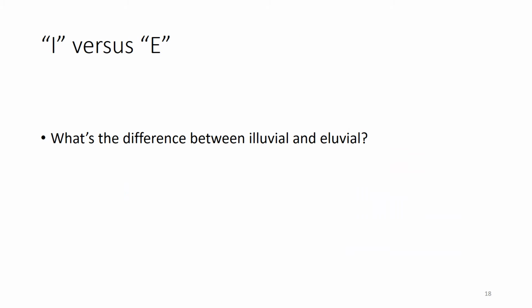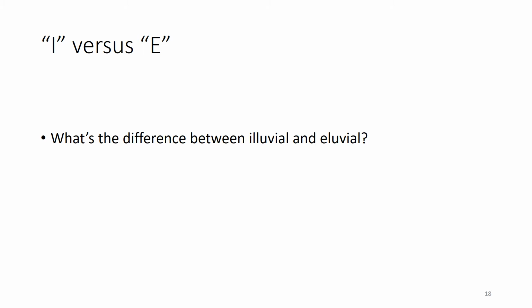Now let's talk for a minute about I versus E. What is the difference between illuvial and eluvial clay movement in soils, or movement of anything in soils? If you have an illuvial movement with an I, that means you have things coming into the horizon. If you have an eluvial movement of things throughout the soil profile, that means you have things exiting the soil horizon.